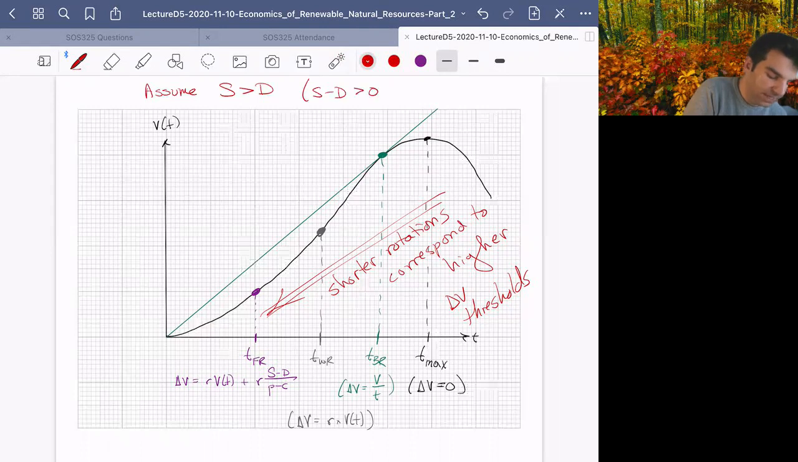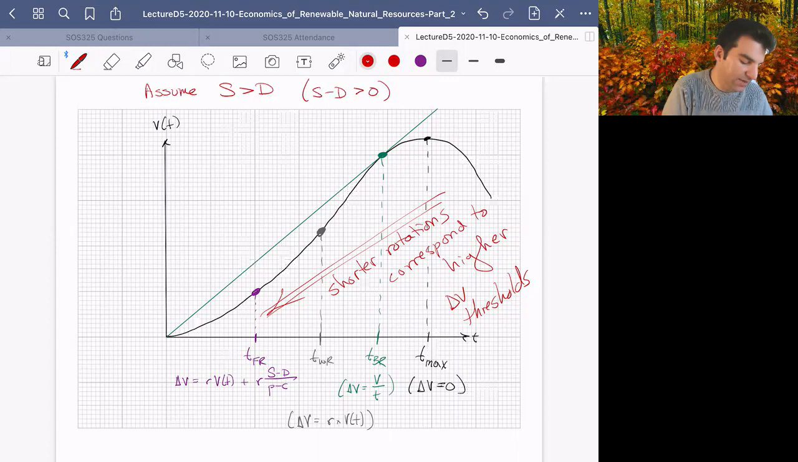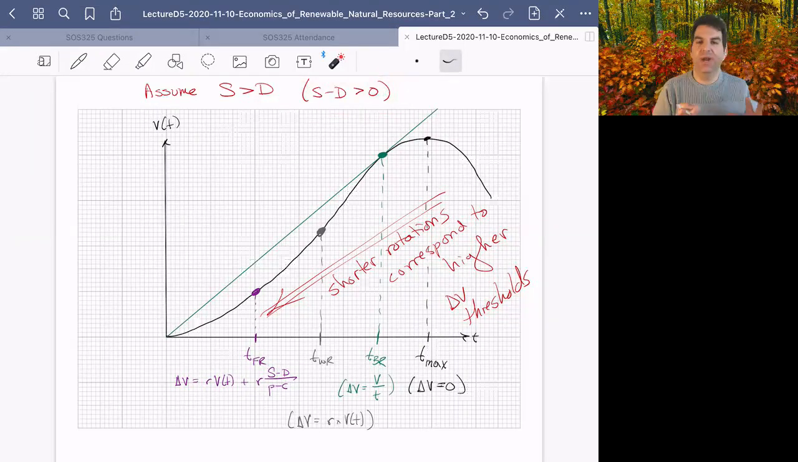So the idea is that if it costs you more to replant than it does for you to just sell, you sell. If it's so costly to run a timber farm that you would always get a better deal from selling it, then you just don't keep a timber farm. So that's the reason I'm saying that we assume S minus D is greater than 0. It helps ensure the graphs that I'm drawing have the right shape.